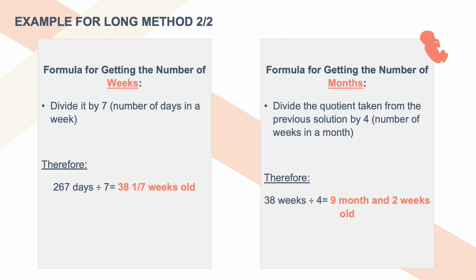Right after that, we proceed to the formula for getting the number of months. We divide the quotient taken from the previous solution by 4, which represents the number of weeks in a month. Therefore, 38 weeks, which was taken from a while ago, will be divided by 4, which gives us an answer of 9 months and 2 weeks old.